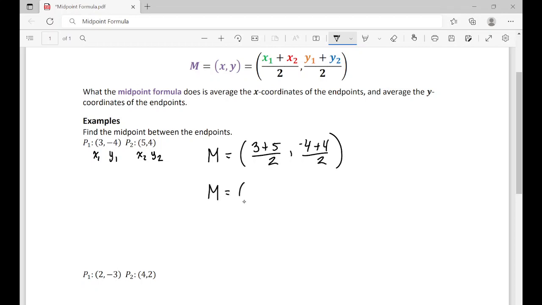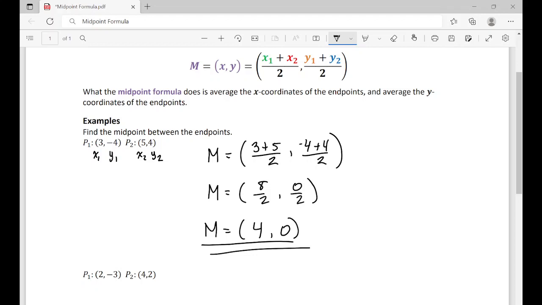So just do the arithmetic. 3 plus 5 is 8 over 2. -4 plus 4 is 0 over 2. And then just simplify it. 8 over 2 is 4, and 0 over 2 is 0. So the midpoint between these 2 points would be 4, 0.